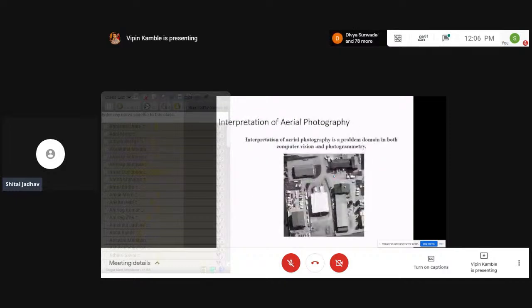Then there is interpretation of your aerial photography. Here you can see that some kind of hotel is there where cars are parked or boats are parked. So from the image itself you should be able to recognize what all objects are present and what the tentative application of this can be.